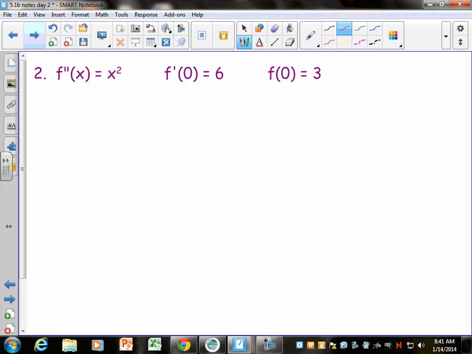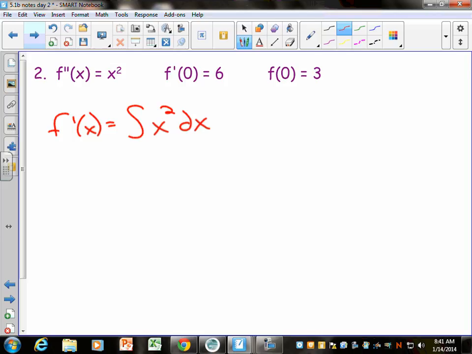And sometimes it's nice to maybe kind of label what you're doing. If this is the second derivative, to find the first derivative, I could do the integral of x squared dx. Okay, I actually have to do it twice. Maybe nice to label that.